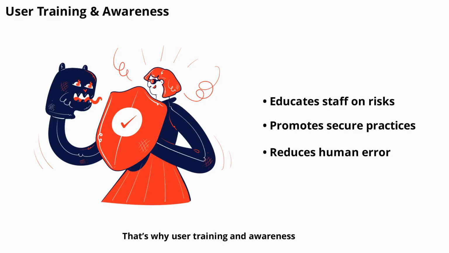Even the best DLP technology can be undermined by human error. That's why user training and awareness are key features for effective invoicing security. DLP solutions often include tools to educate employees about data handling best practices, warning signs of phishing, and proper invoice sharing protocols. Ongoing training reduces the likelihood of accidental data leaks and empowers staff to play an active role in protecting sensitive information.